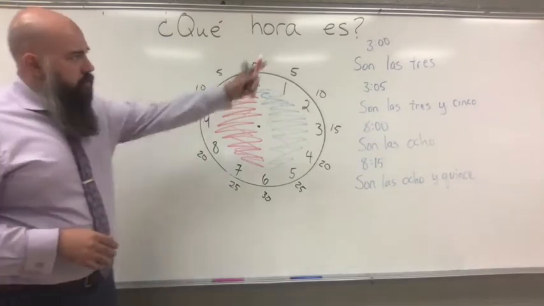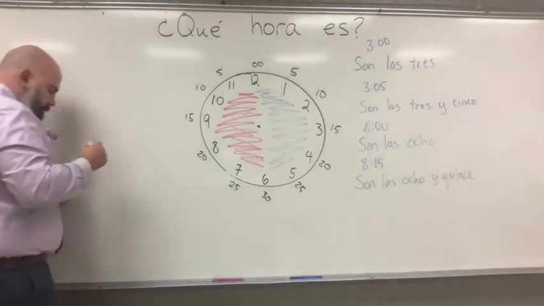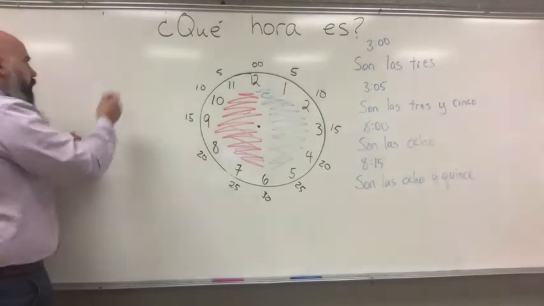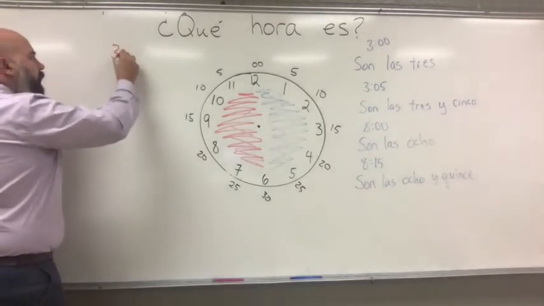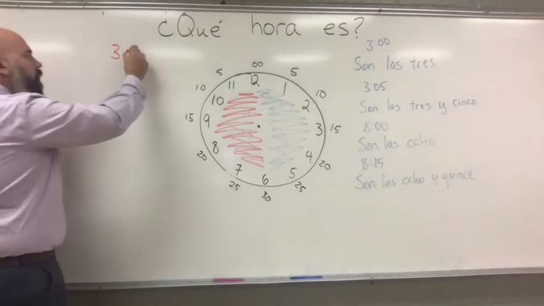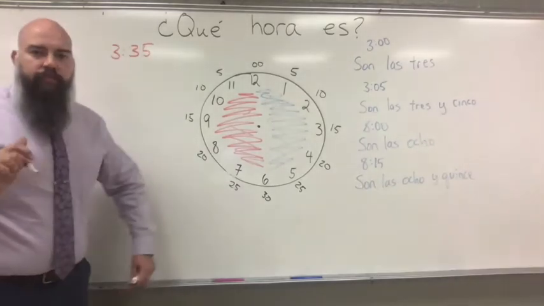Okay? Let's still use 3 o'clock. But this time, dark side, need to use the dark side marker. Still 3 o'clock, but now we're going to say 3:35. Okay? Now, 3:35.